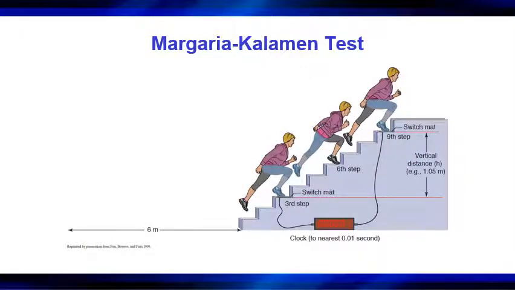So this is the Margaria-Kalamen test. This is actually a really good test for lower body power. The only caveat to it is you really have to have a very specific way of measuring it, and you have to have stairs that have the right slope and measurements with the ability of a run up. Okay, so what happens here is the athlete sprints towards the stairs from about 20 feet away, or 6 meters, from the base of the steps, and then goes up the staircase 3 steps at a time. And then you can see where the timing stops and starts.